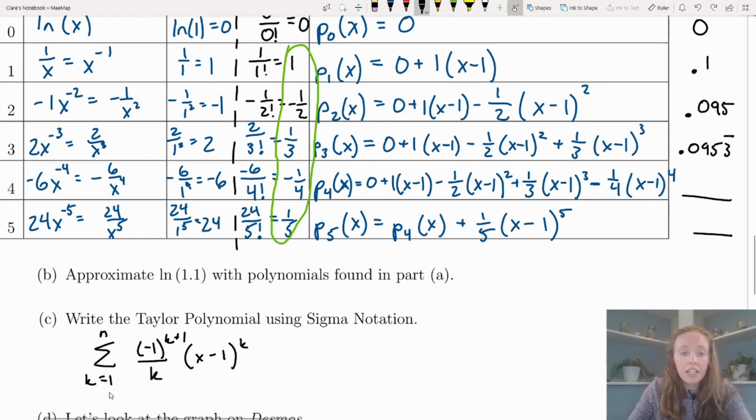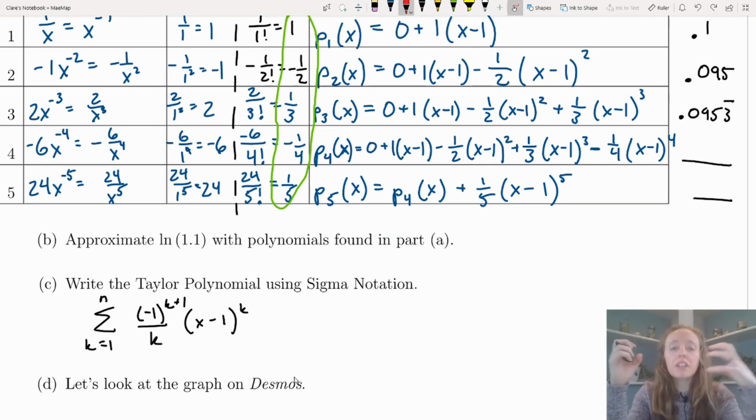There's my 1. And then when I plug in a k value of 2, I get -1 to the 2 plus 1, which is -1 cubed, which will be -1 over 2. So that should be our -1/2. Plugging in 3, I'll get a positive 1 over 3. Plugging in 4, I'll get a -1 over 4, and so on. So this is our pattern in sigma notation. -1 to the k plus 1 times x minus 1 to the k, all over k.